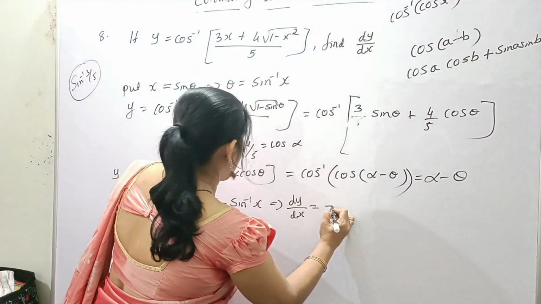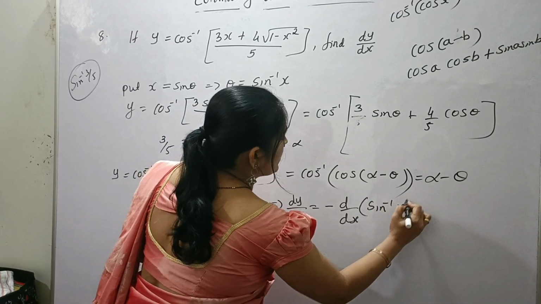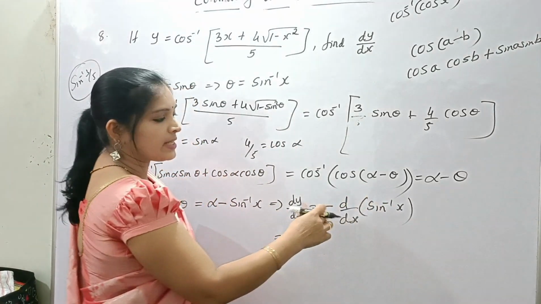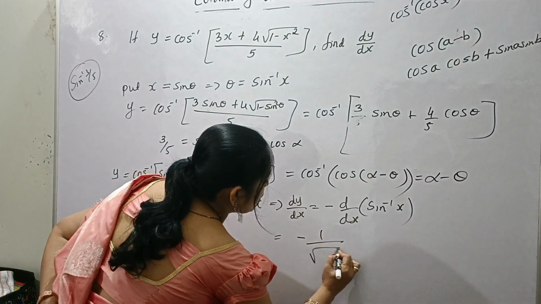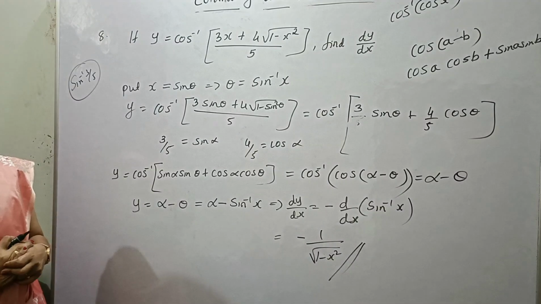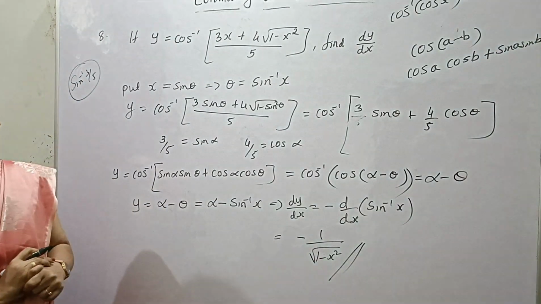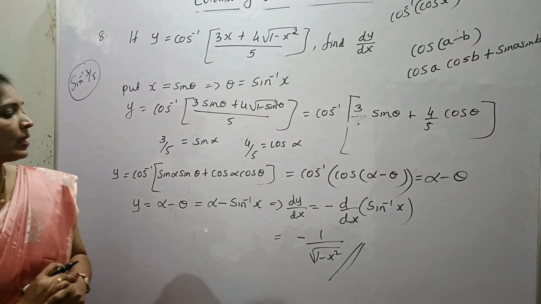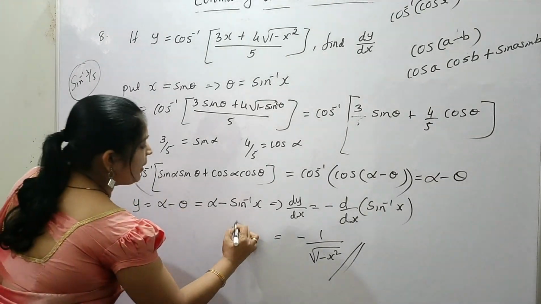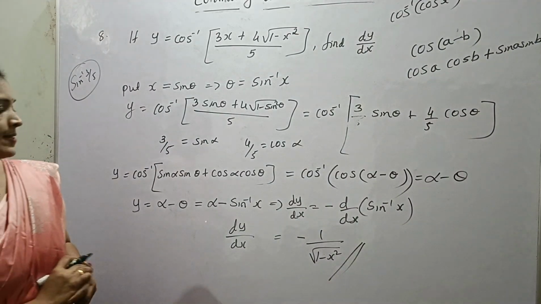Then minus d by dx of sine inverse x, that is minus d by dx of sine inverse x is nothing but 1 by root of 1 minus x square. So minus 1 by root of 1 minus x square. So it is our dy by dx. dy by dx is equal to minus 1 by root of 1 minus x square.